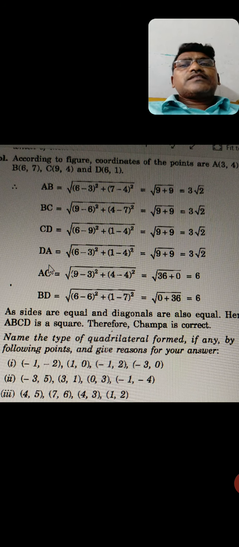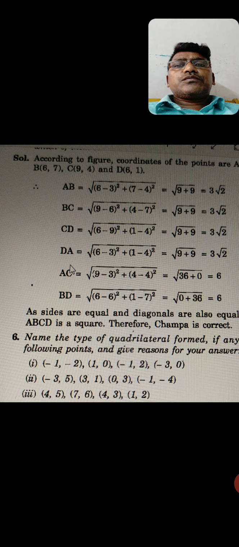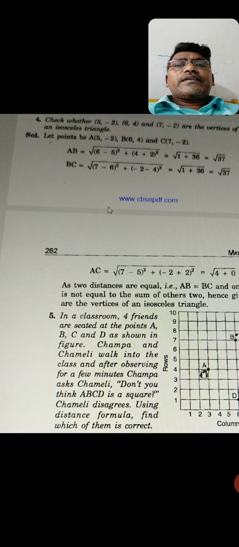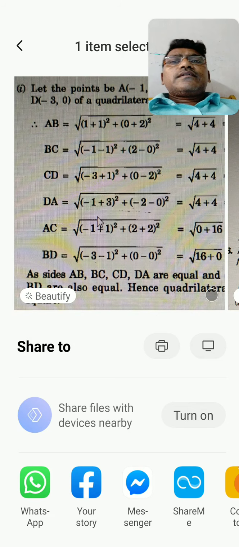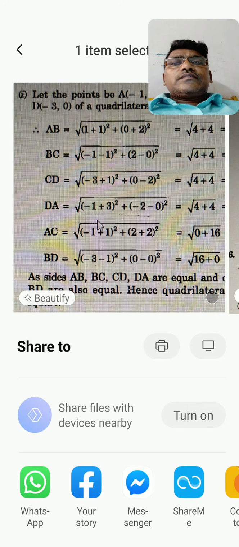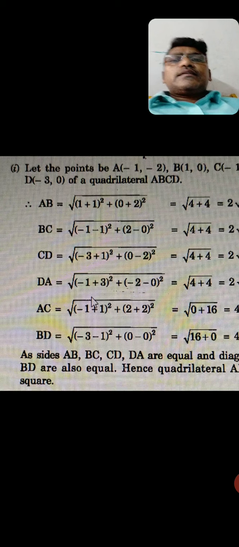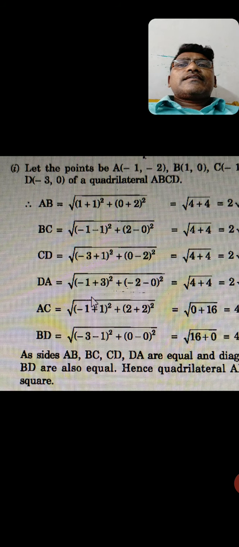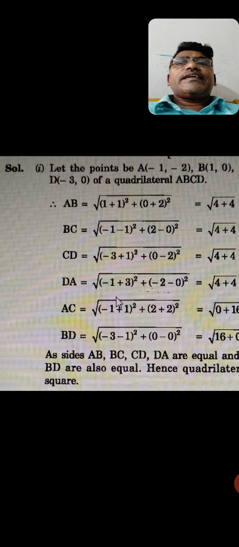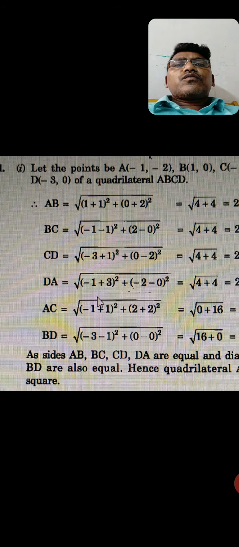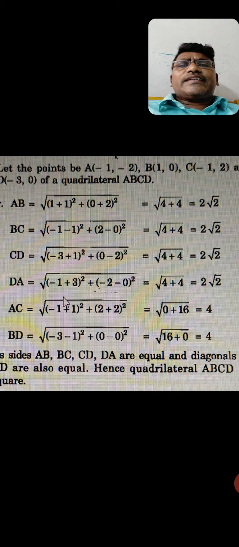I will explain one sum for you. You see here, sum number 1, let the points A, B, C and D be given. So I want to find the distance of all the sides.